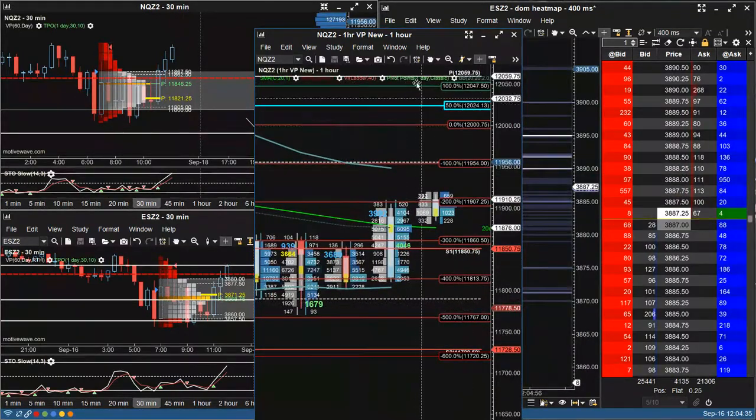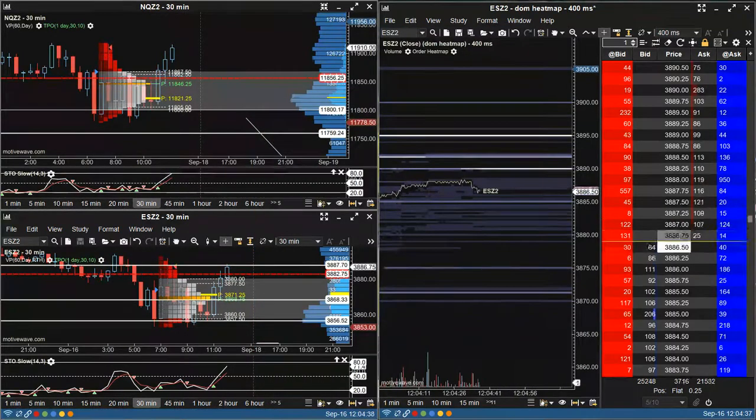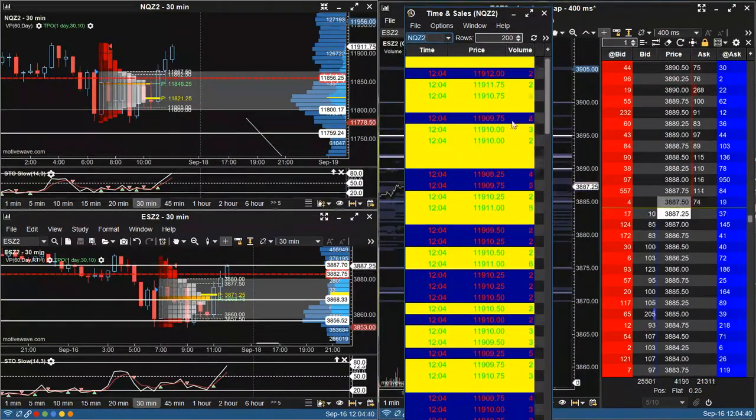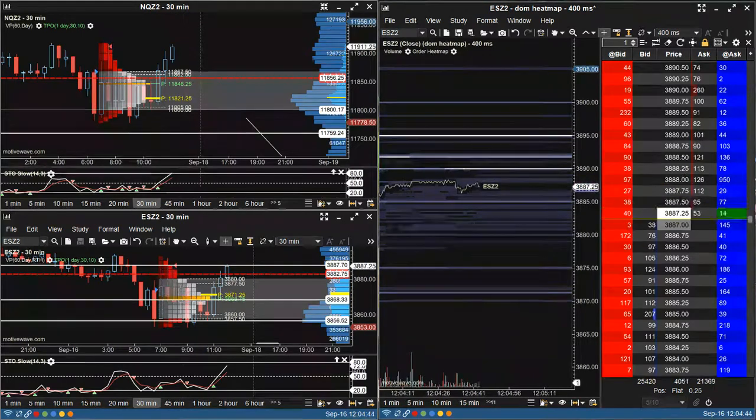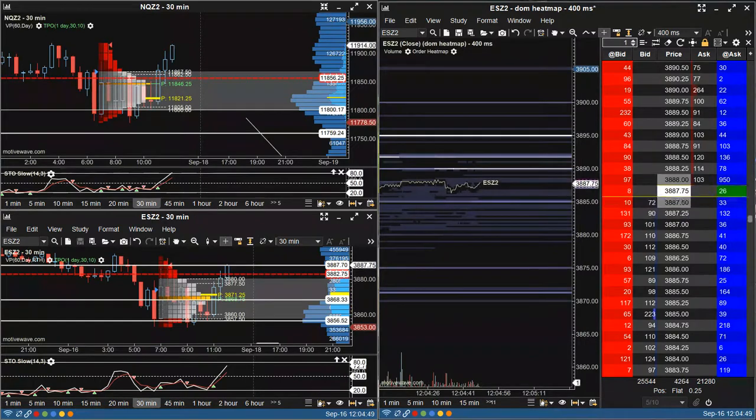Locate them, put them on a chart, and then next I have the time and sales. So that's it. That's all I use to trade. That's all I have. Pretty straightforward. 2 monitors. That's all I need.